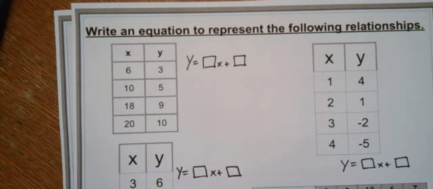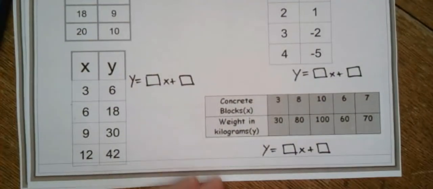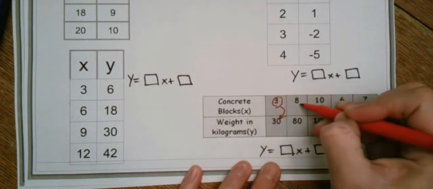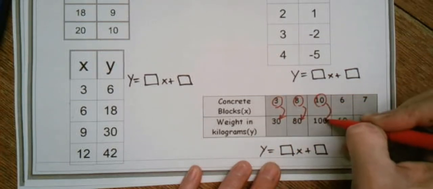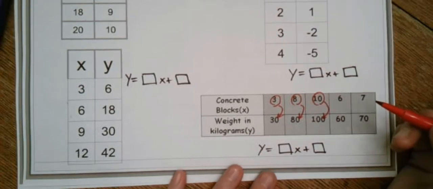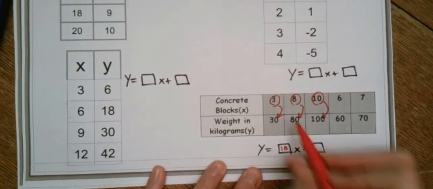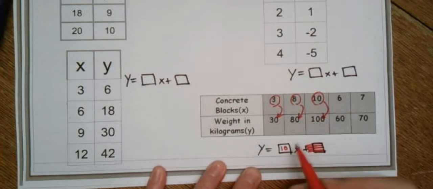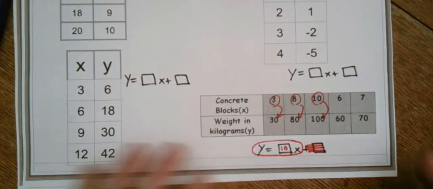All right, are you back? Let's check your answers. We're going to see how you did. Now, down here at the bottom, this one was pretty easy because your X is here, and then your Y. And if you look across from X to Y, it's just a simple multiplication. You're literally multiplying X by 10. So there's nothing to add or subtract. So it's just Y equals 10 times X. That's your equation. That's it.